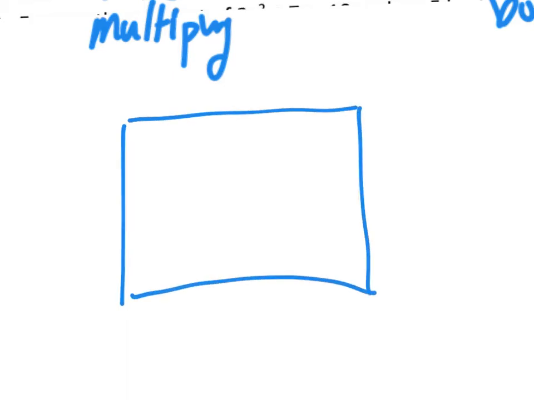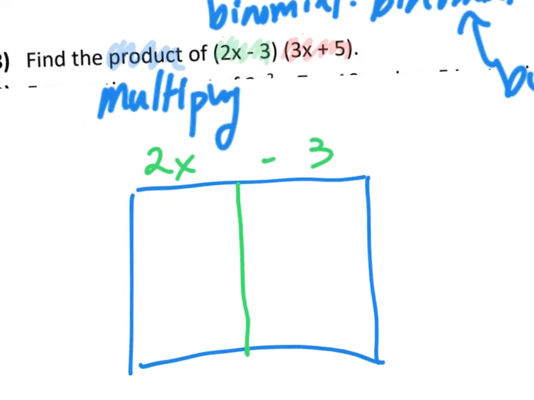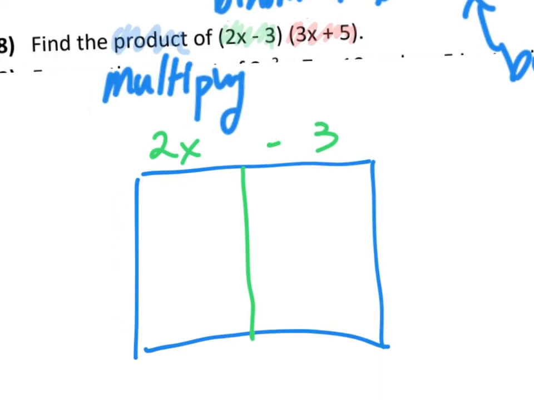All right. So for the box method, first things first, let's draw a box. Okay. I'm going to take my first expression, and I'm going to color code it green. So I'm going to write my green expression, 2x minus 3, at the top. I'm going to draw a line that separates those two terms from each other. Now my next expression is 3x plus 5. I'm going to color code it in red. So I'm going to write that on the left-hand side of my box, going down, 3x plus 5. I'm going to draw a line that separates these two.